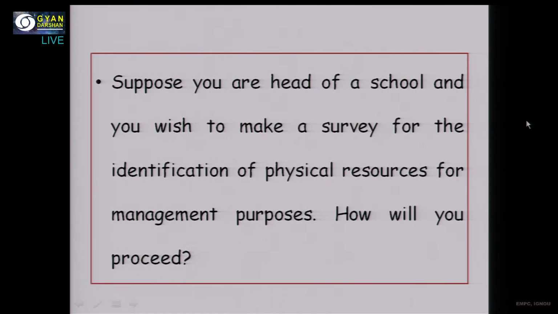So this way we can categorize the sections of a school building. Then coming to a case: suppose, as a head teacher, you wish to make a survey for the identification of physical resources for management purposes. How will you proceed? Such situations are confronted by head teachers. So how, as a head teacher, should I proceed in this situation?